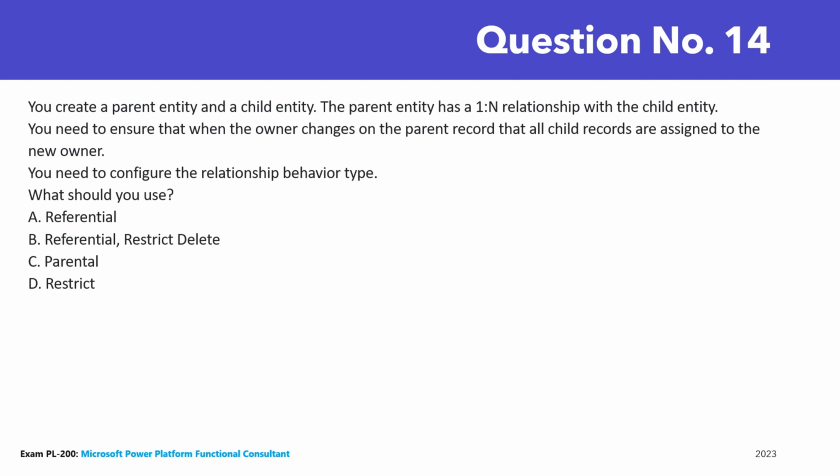You create a parent entity and a child entity. The parent entity has a one-end relationship with the child entity. You need to ensure that when the owner changes on the parent record, all child records are assigned to the new owner. You need to configure the relationship behavior type. What should you use? A. Referential. B. Referential, restrict delete. C. Parental. D. Restrict. Correct answer, C. Parental.